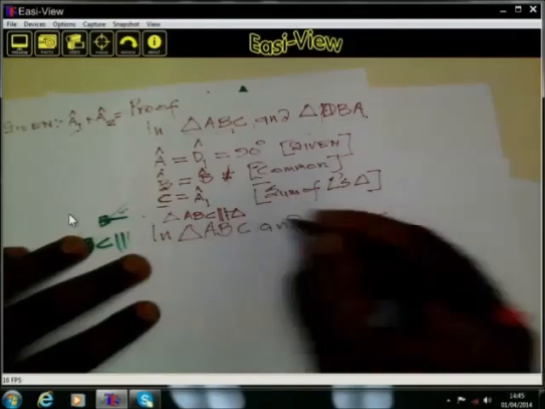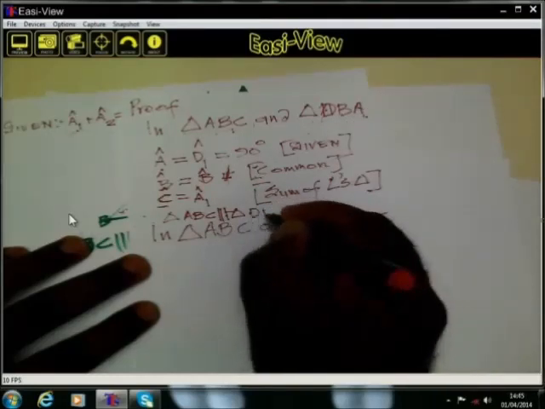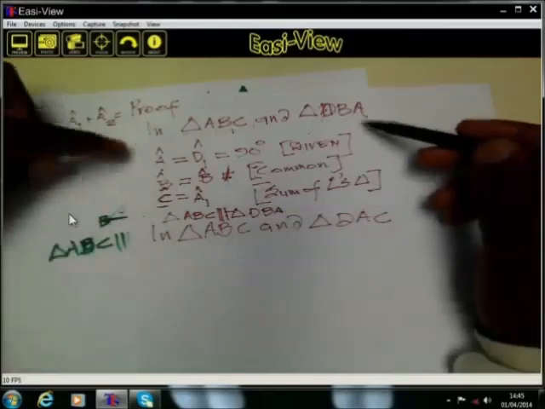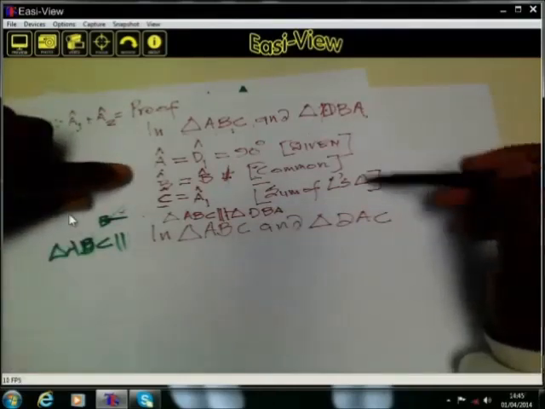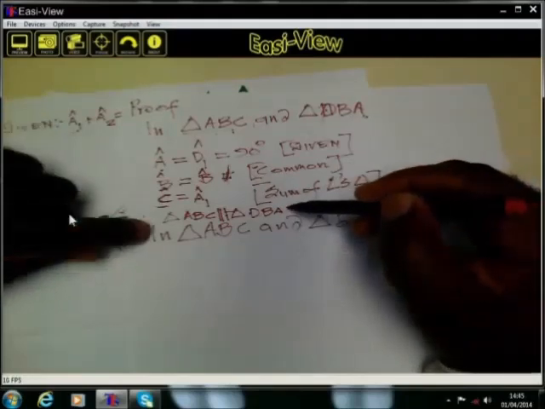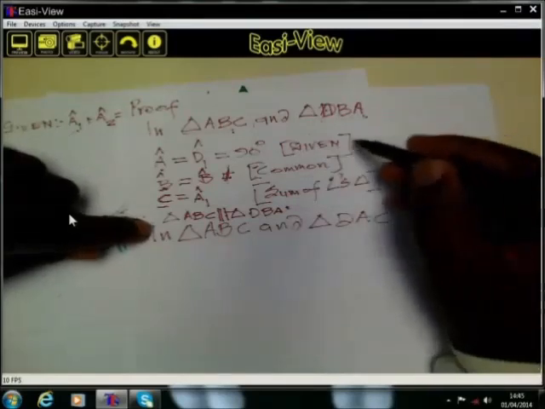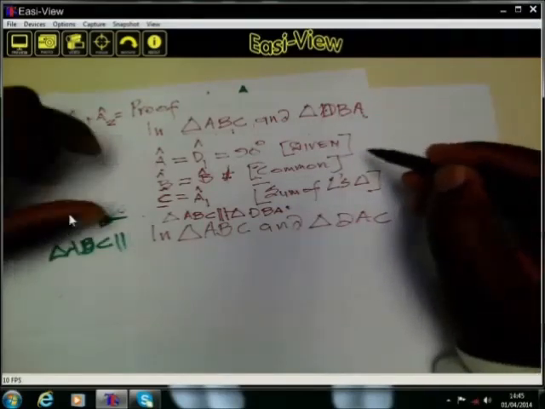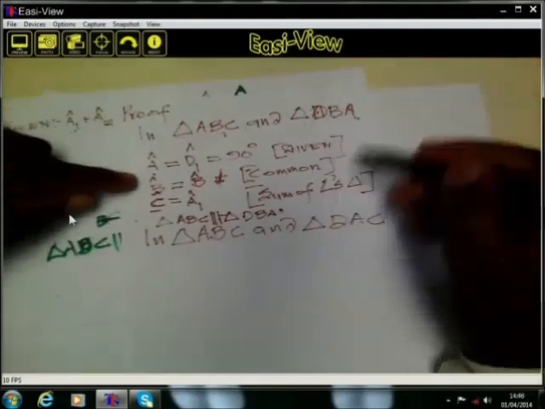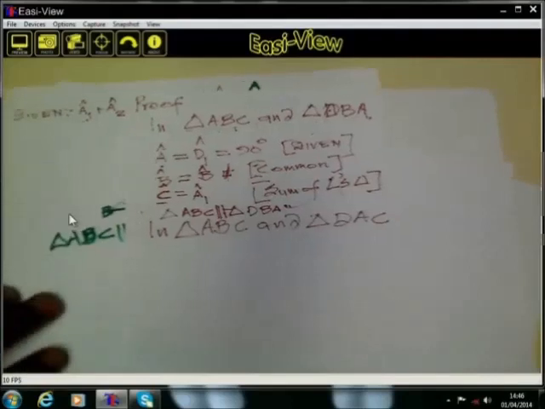DBA. Why? Because we have established that in the two triangles, angles are equal. So it means that the two triangles are similar. This is the first similarity that we come across. That the three angles from two triangles are equal, and because of that we can come up with this conclusion. This is the first part of the conclusion that we come up with.